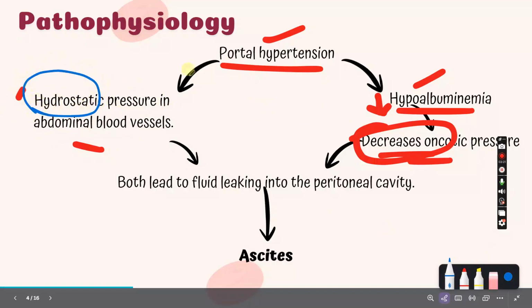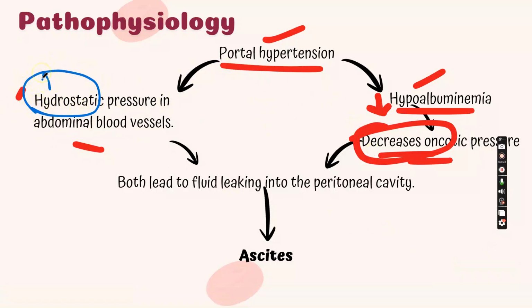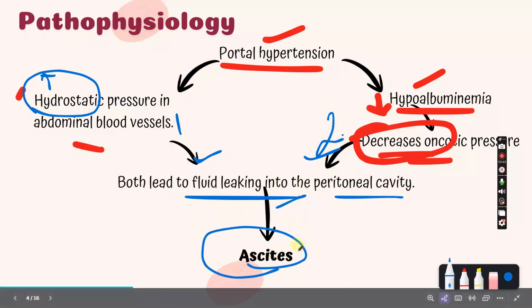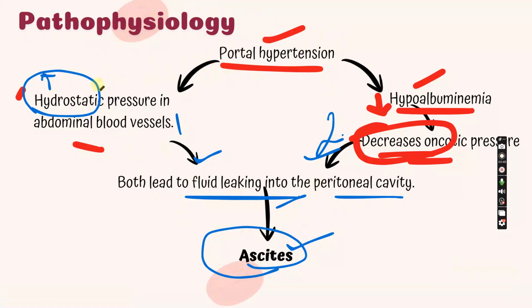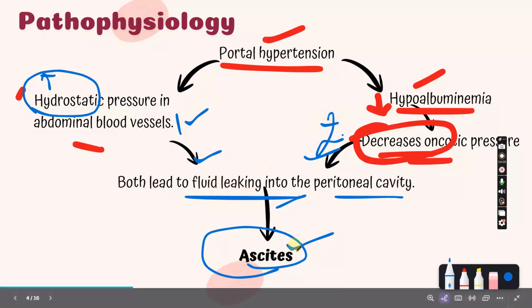These are the two things: an increase in the hydrostatic pressure and a decrease in the oncotic pressure. Both of these contributing factors lead to fluid leakage in the peritoneal cavity, which eventually leads to a disease condition that is ascites. So this was the pathophysiology. Portal hypertension leads to increased hydrostatic pressure and hypoalbuminemia. Hypoalbuminemia leads to decreased oncotic pressure, and both factor 1 and factor 2 lead to fluid leakage, which is eventually known as ascites.